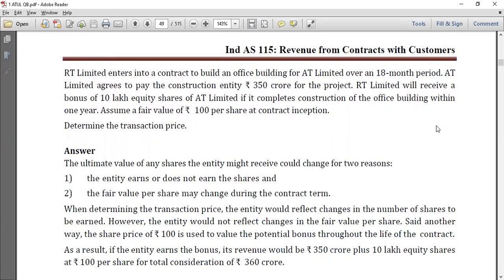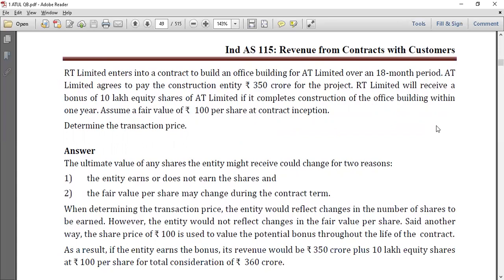Here RT is a contractor, let's say. Now AT is a customer, who wants construction. For that construction service, AT Limited is paying 350 crores for the project. Now, RT Limited will receive a bonus of 10 lakh equity shares. AT Limited is giving 350 crores for the project, plus 10 lakh equity shares if it completes the construction of the office building within 1 year.